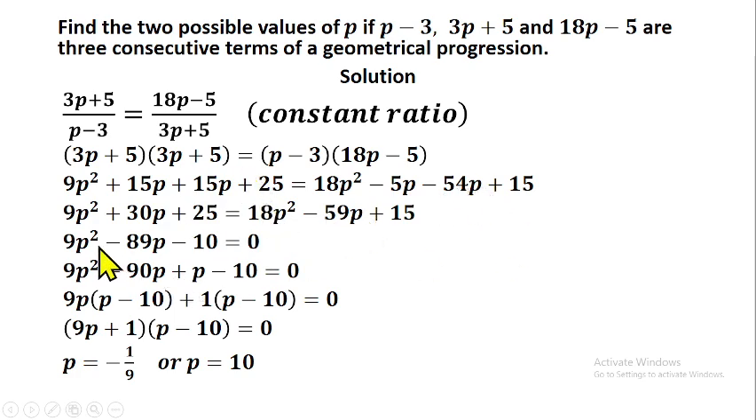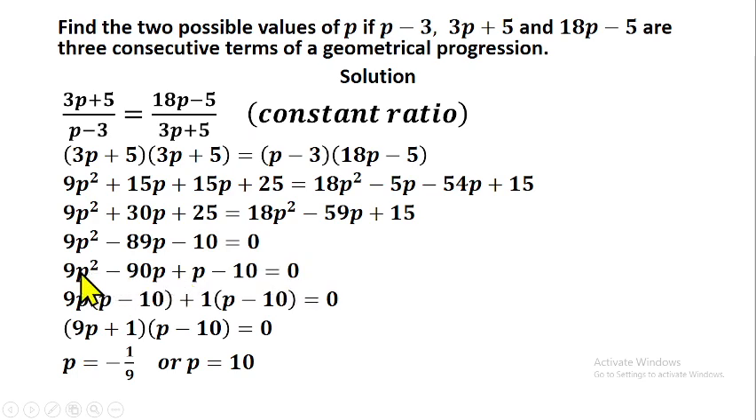From there, you can collect like terms. We can bring everything at the left hand side to the right hand side. We have 18p squared minus 9p squared, that will give us 9p squared. Here you're having minus 59p minus 30p, that will give us minus 89p. Then 15 minus 25, that will give us minus 10, equals to 0.